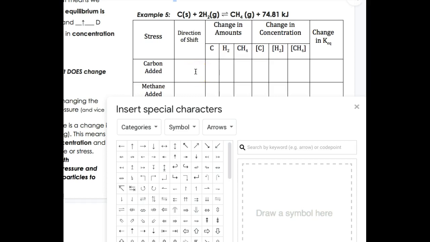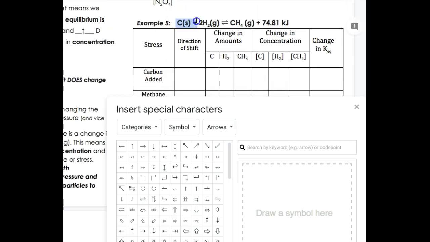All right, now that you guys tried, we're adding carbon. So we have more carbon. That means the system's going to want to counter this change by slightly decreasing the amount of carbon. And the way to do that is by shifting to the right. So I'm going to put a right arrow.